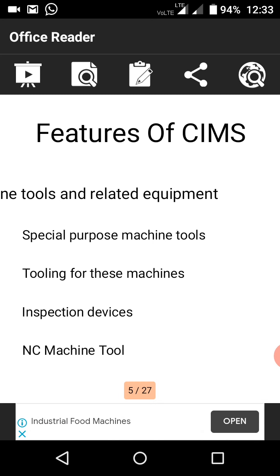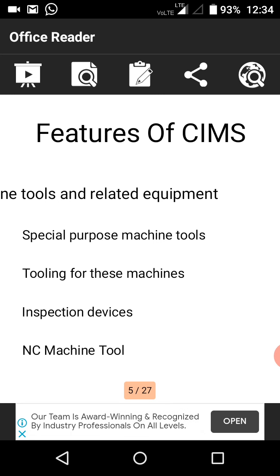Next, machine tools. Under machine tools we have standard CNC and DNC. Machines will run under CNC or DNC depending upon our work. Next, special purpose machine tools, tools for machining, inspection, and industrial robots. These all come under machine tools.